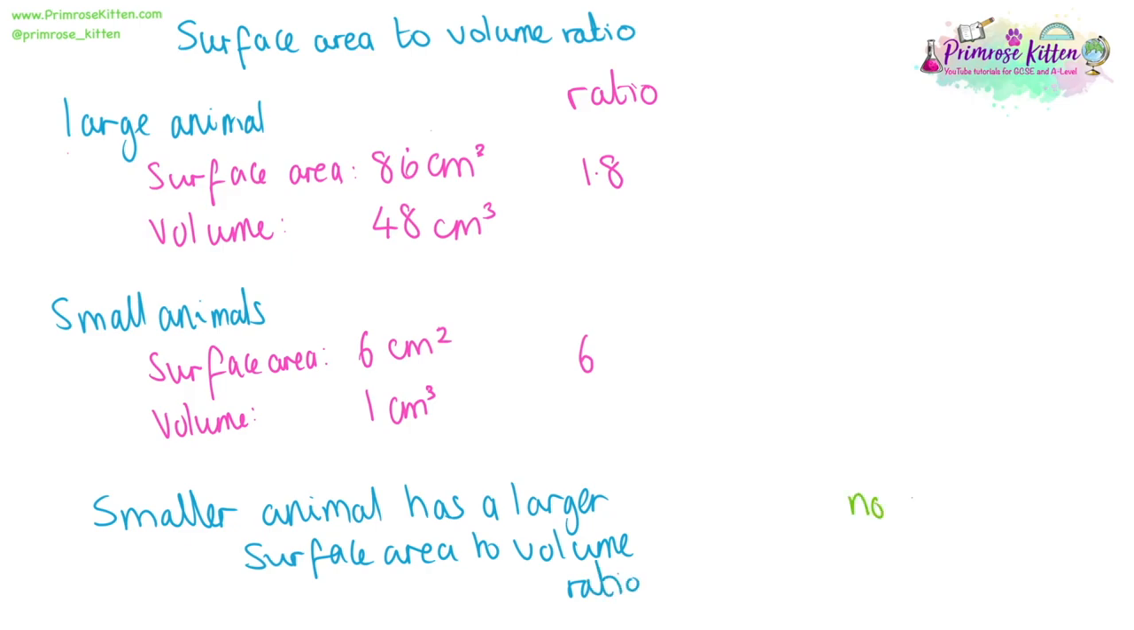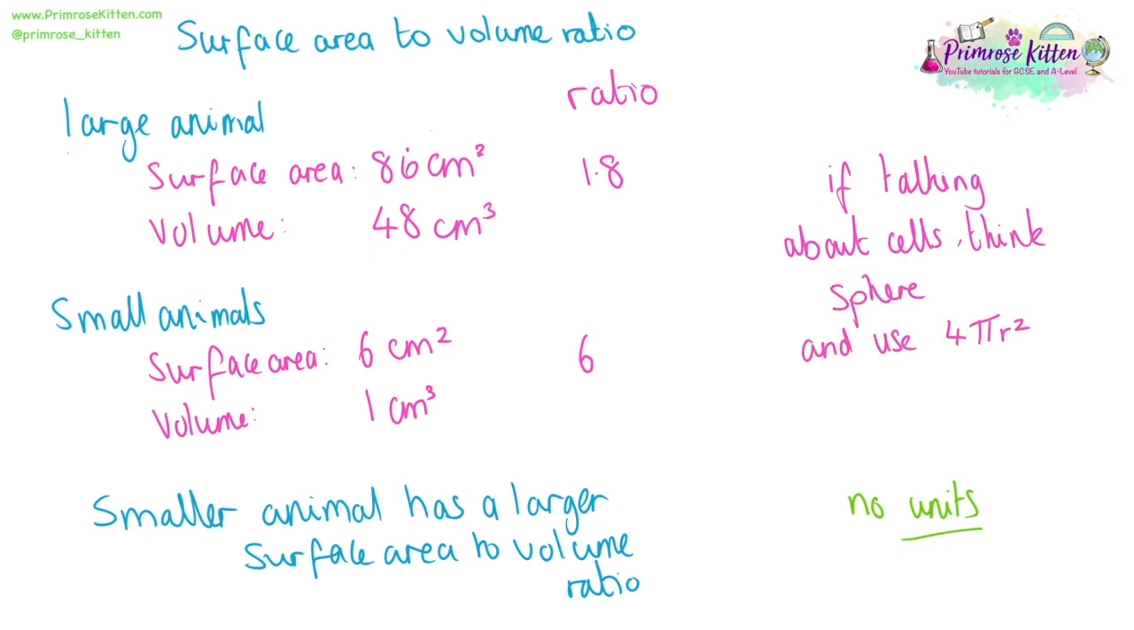A few maths hints to take note of here: there are no units for a ratio. If the question is talking about cells, think sphere and use 4 pi r squared. For a circle, it is pi r squared, or for a cylinder, it is 2 pi rh plus 2 pi r squared.